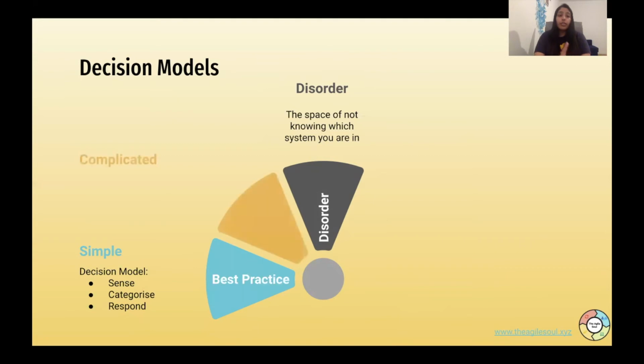Now, what do you do if you were in a complicated system? How would your decision-making model differ? Well, in the complicated system, your decision-making model changes from sense, categorize, respond to sense, analyze, respond. Over here, again, a reminder of what was the requirement. Expert knowledge was what we required when working in a complicated system. So as an expert with my expert knowledge, I look at everything that I have, I sense the problem, I sense the data that I have, I analyze it first based on my area of expertise, and then I respond to it. So in these situations, what kind of practices come out?